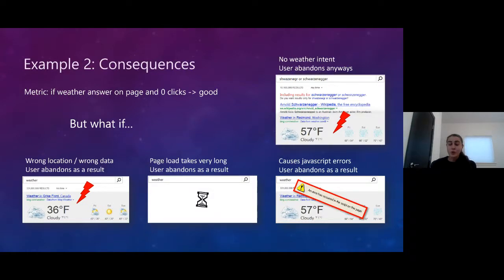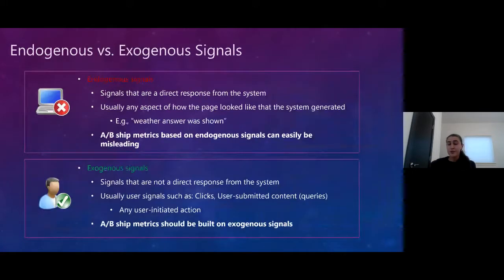And what's different here is that we're not relying on any input from the user at all, right? We're just saying, if Bing shows the weather answer, then it's good. So that's what we call endogenous signals versus exogenous signals. Endogenous signals are signals that are a direct response from the system. Did we show the weather answer or not? So it's more about how the page looked and how the system generated that page. While exogenous signals are signals that come from outside the system. They're more user signals like clicks, maybe time spent, a signal from the user as to how they reacted to the page that they're seeing.